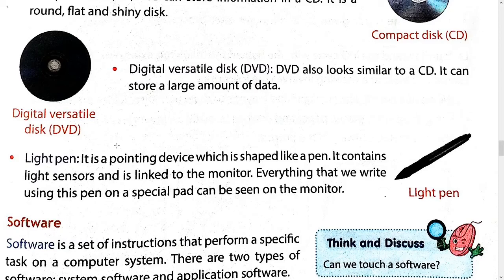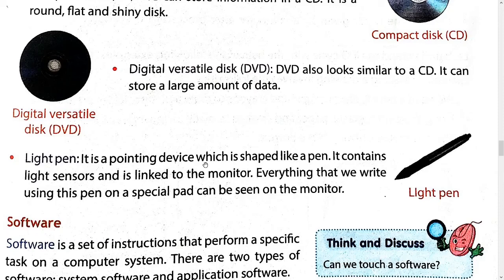So a CD also stores data, and a DVD also stores data. So what is the difference between CD and DVD? A DVD has more capacity than a CD. A DVD can store a very large amount of data compared to a CD.